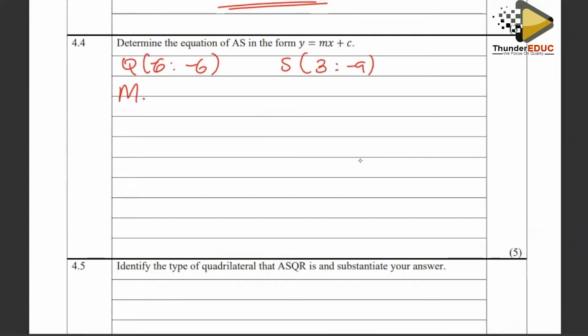So the gradient of QS is going to be the change in y over the change in x. So negative 9 minus 6 over 3 minus 6. This is a plus 6. Okay, from the top, I'll get negative 3 over, this is going to be negative 3. Does it make sense? And then I'll end up with a 1.